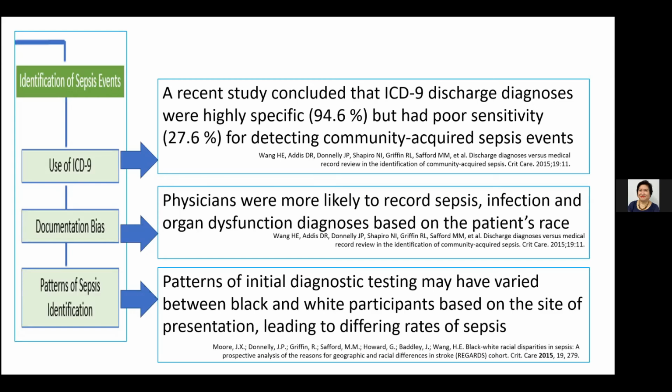Another documentation bias may be related to physicians who were more likely to record sepsis, infection, and organ dysfunction diagnoses based on the patient's race. Likewise, the use of varied detection and definitions not encompassing laboratory measurement and documentation of infection attributable to hospital or emergency department practices may also lead to differing rates of sepsis.